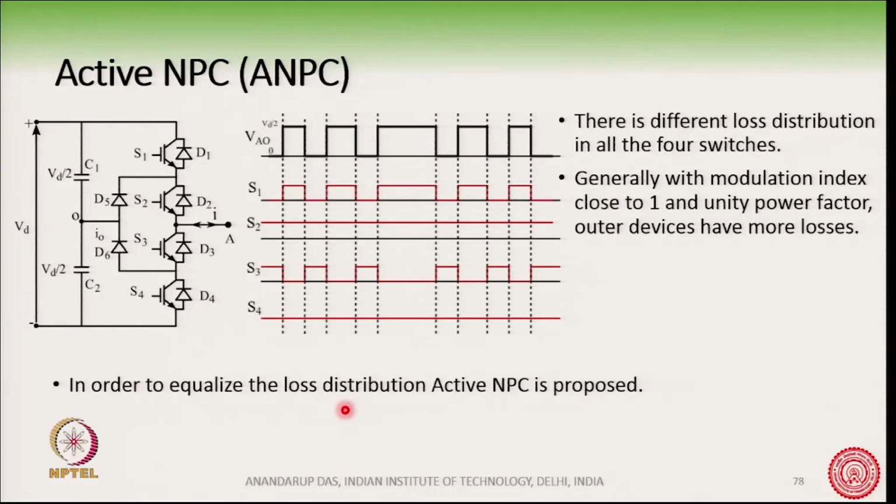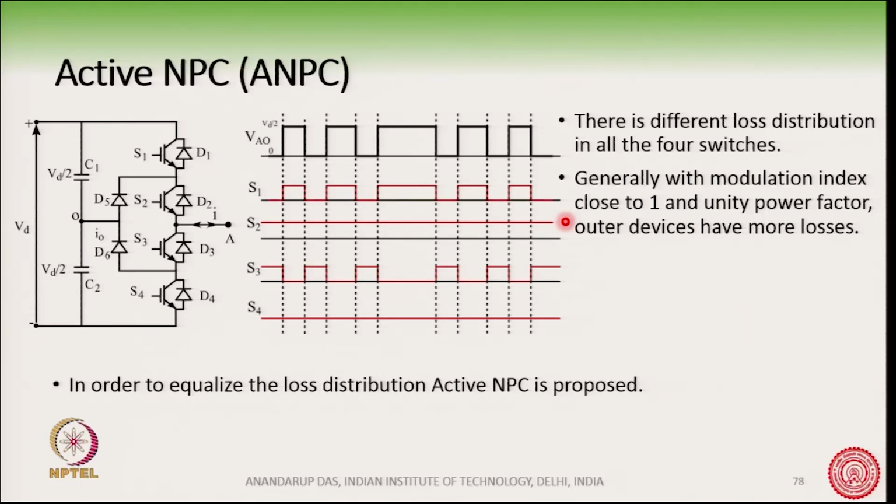Suppose we are working with a modulation index close to 1 and unity power factor, then we have seen that the outer devices will have more losses. Why? Suppose the VAO voltage is like this, and S1 will therefore be switching like this and S2 will be fully clamped.